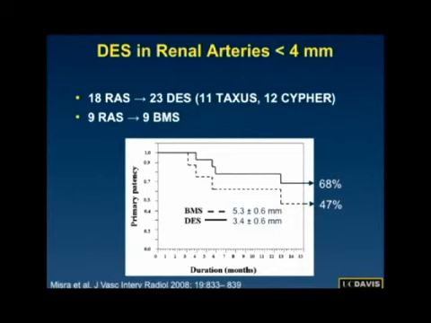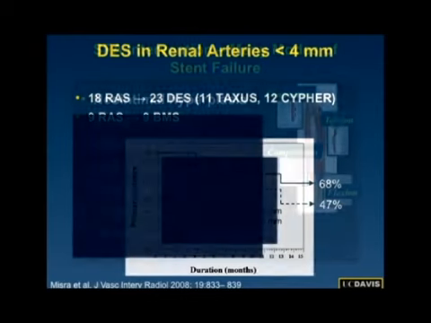And you see here the dotted line is a bare metal stent patency at 15 months, and the solid line is the drug-eluting. So the average vessel size was 3.4 millimeters for the drug-eluting stent. Despite the smaller vessel size, there was a higher primary patency. Now, was the creatinine better? Was hypertension better? We don't know that from this report.